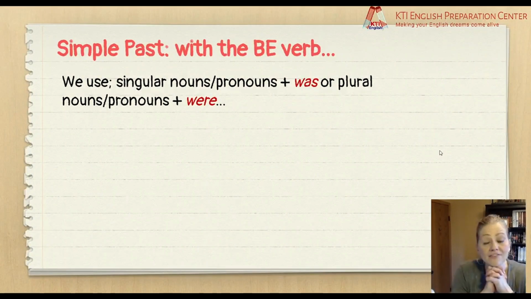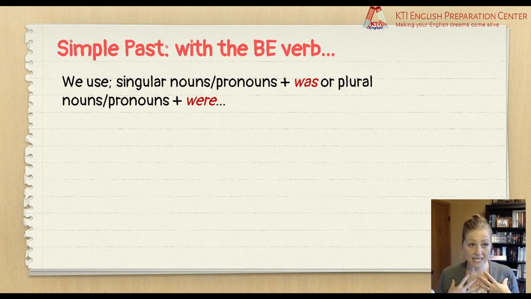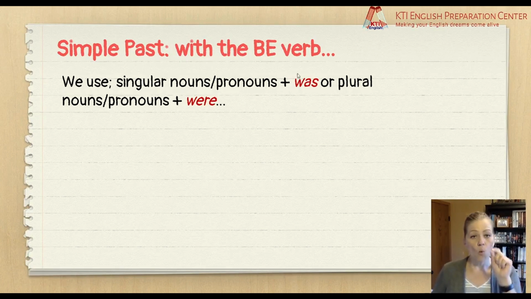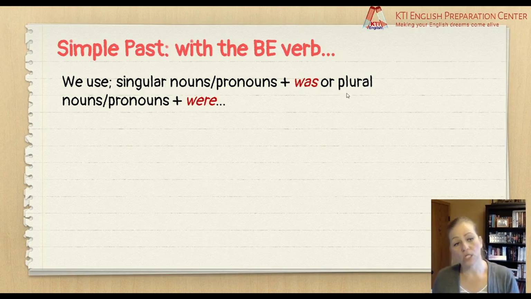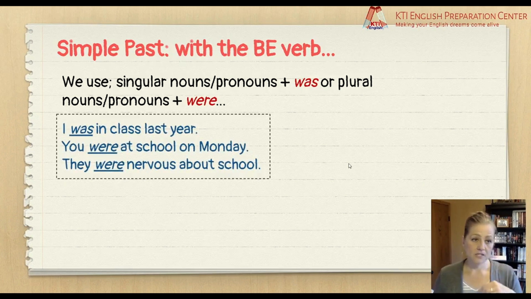Then we have the be verb, to be, and we can use that verb in simple past. Sometimes the be verb is a helper verb, sometimes it's the main verb. And we use the form was and were with simple past. For singular nouns, singular pronouns, or non-count nouns, we use was. For plural nouns and pronouns, we use the form were. Let's take a look. So, I was in school last year. You were at school on Monday.